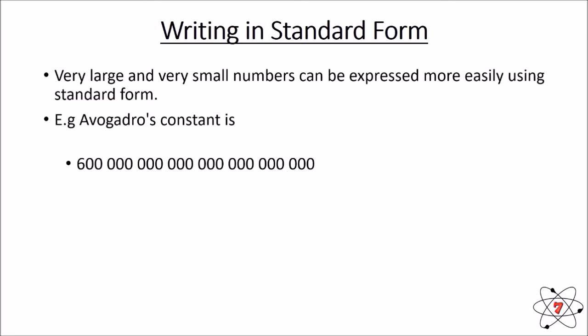So we can see 1, 2, 3, 4, 5, 6, 7 threes. So 7 times 3 is obviously 21, and there are 2 more zeros after that. So there are 6 and then 23 zeros. This is a big number. It's not easy to read. So we can write it in standard form, and standard form is 6 times 10 to the power of 23. So this number is exactly the same, but it is written in a slightly different format.